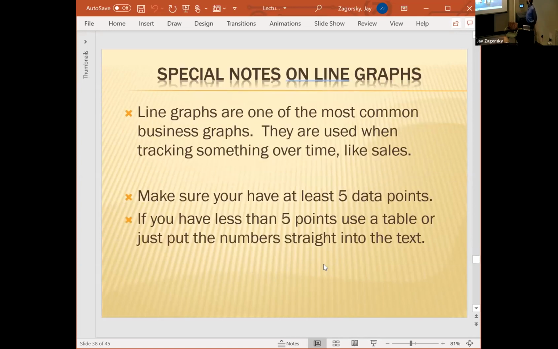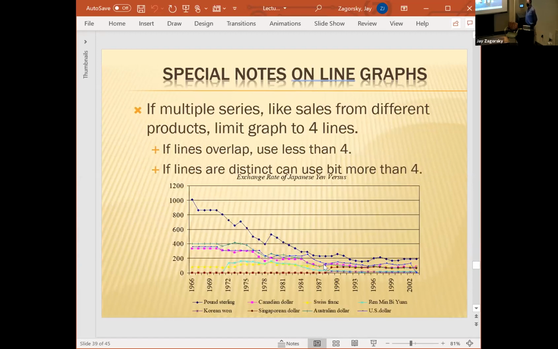Line graphs. Most common thing in business is line graphs. Make sure your line has at least 5 data points. Less than 5 data points, use a table. If you have too many lines, split it up. What we have here is 8 lines. Do you have any idea what's going on in this graph? I don't think anyone does. Split it up into 2 different graphs so that people have a better idea of what's going on. Because otherwise, it just looks like a blob.